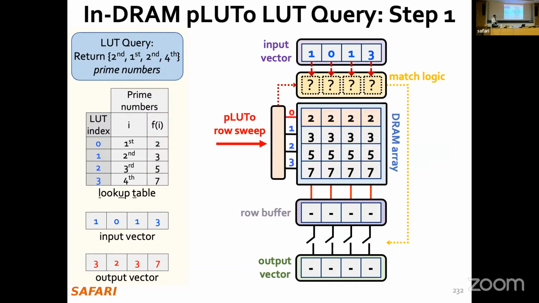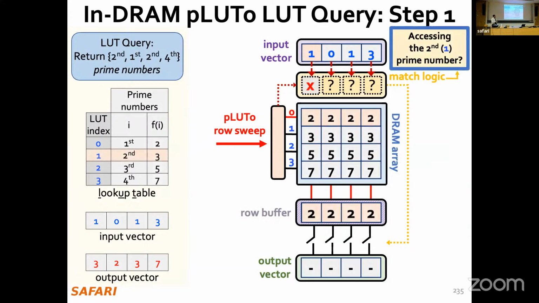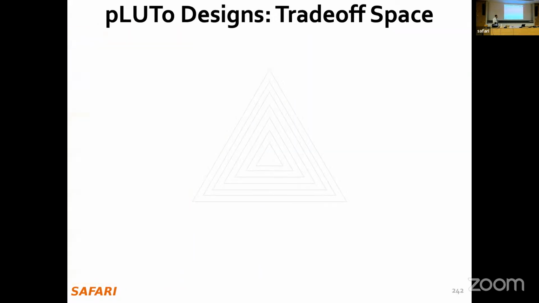So for example, here we check the row index that you're accessing against the matching logic and the query that you want to have, and then you go one by one until you have a match. So in this case, the row that you are accessing matches the input vector, the query that you want to compute, and that data is copied to the output vector. And this repeats for each one of the designs.